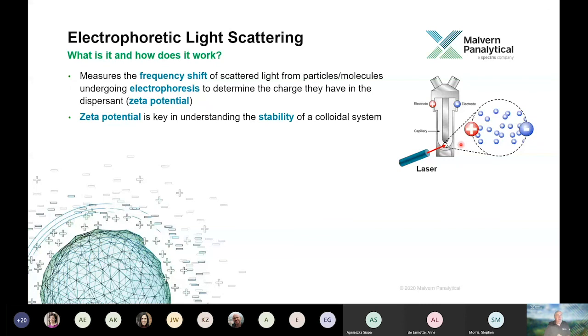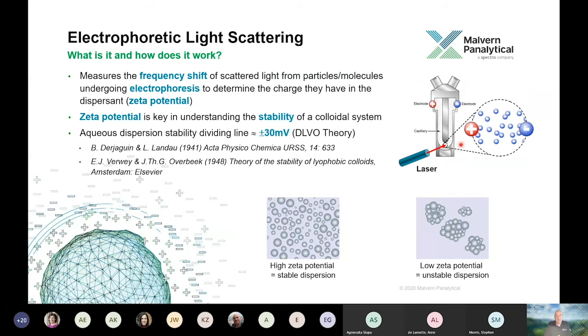What do we get out of that measurement? We get a parameter called zeta potential. What is it? It's a measure of the electrostatic repulsion that exists between the particles or the molecules that we've got in the sample. And as a consequence of that, it gives us an understanding of the stability of the system. Are those particles going to flocculate, or are they going to remain stable?